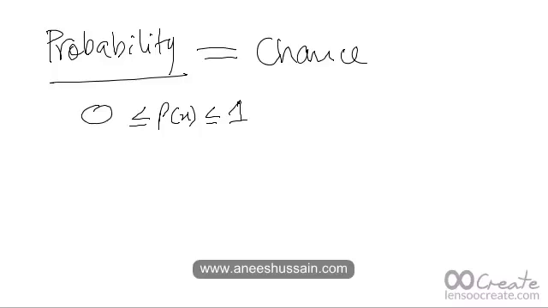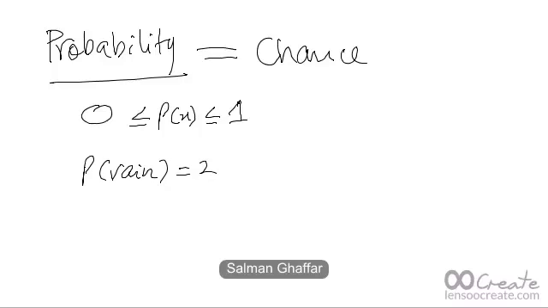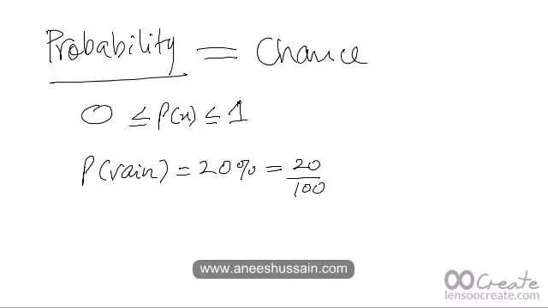Now, let's do a simple example. Let's say that somebody tells you that the chance of rain tomorrow is 20%. So we will write P(rain), that's how we express probability. P(rain) is equal to 20%. This can also be written as a fraction, 20 upon 100, which simplifies to 1 upon 5, or you may also express it as a decimal value, 0.2. So probability can be expressed as a percentage, a fraction, or a decimal value, and remember that probability is always between 0 and 1.